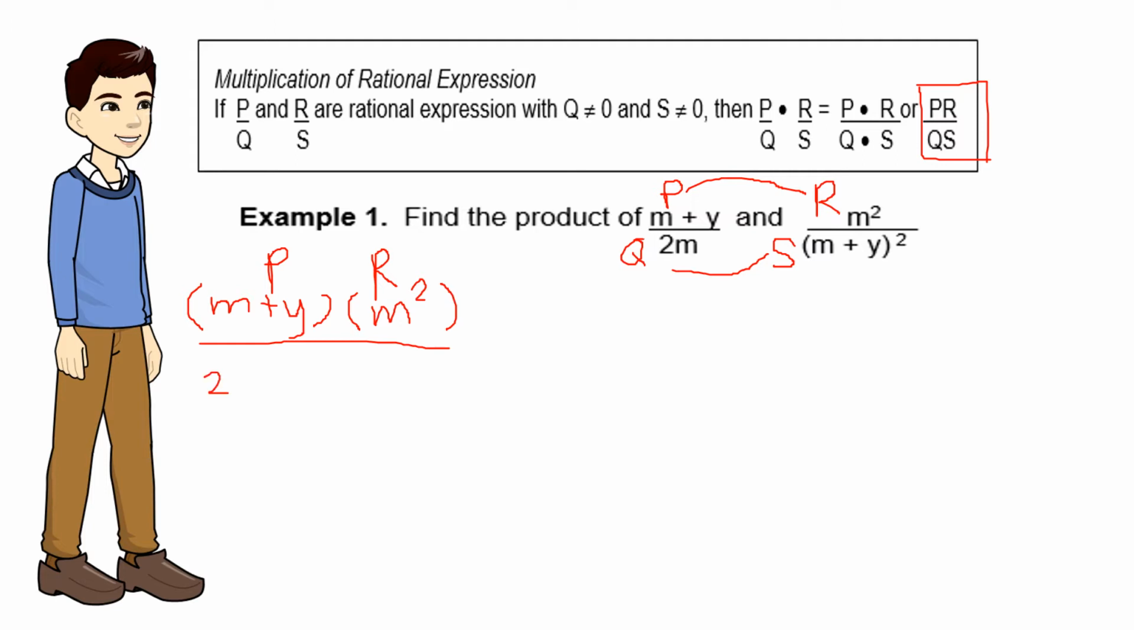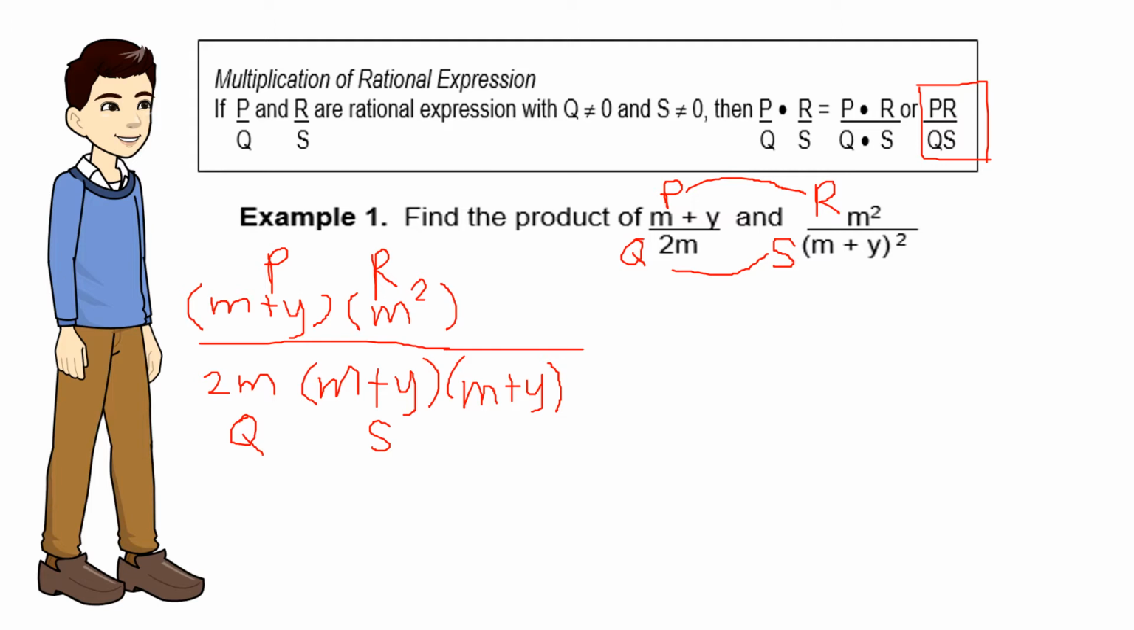We have 2m and yung ating m plus y squared, pwede natin siya isulat ng m plus y times m plus y. Dalawang m plus y, kasi nakasquared siya. So, gumamit tayo ng dalawang m plus y. Okay. Then, look for common factor, common terms, sa numerator and denominator.